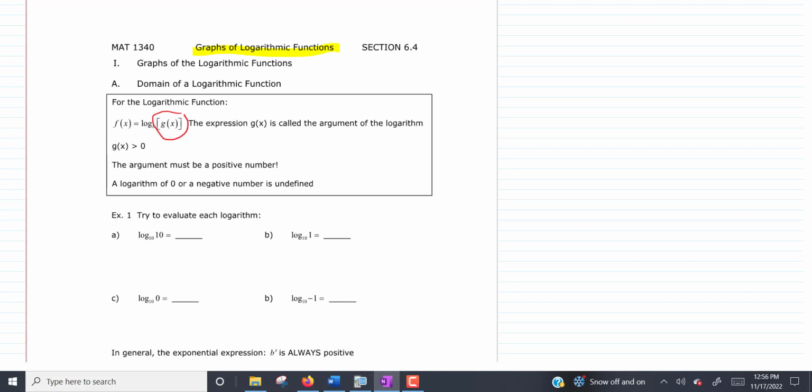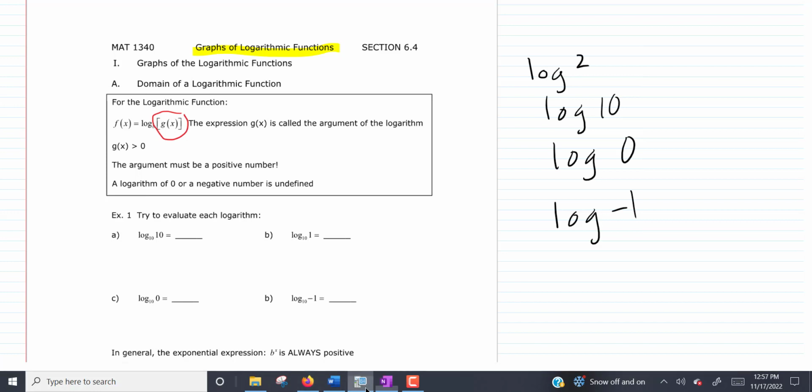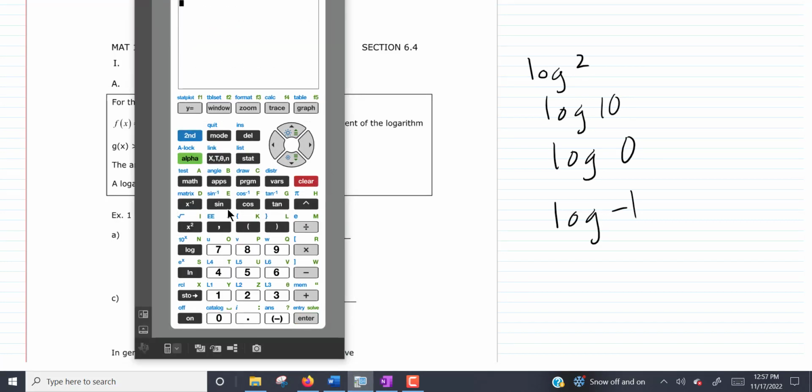Okay, so as we look at this, if you do a logarithm of 2, you get an answer. If you do a logarithm of 10, you get an answer. You can't do a log of 0. You can't do a log of a negative number. What will happen on a calculator is, if you do a logarithm of any positive number, you're going to get an answer. If it turns out to be a decimal, then there's no way in the world you could do that problem in your head.